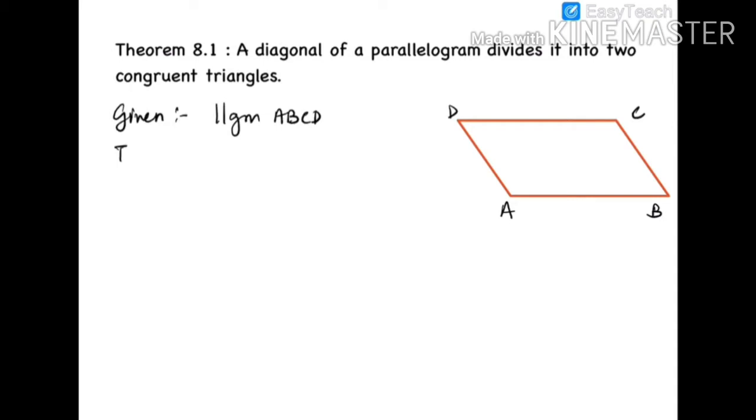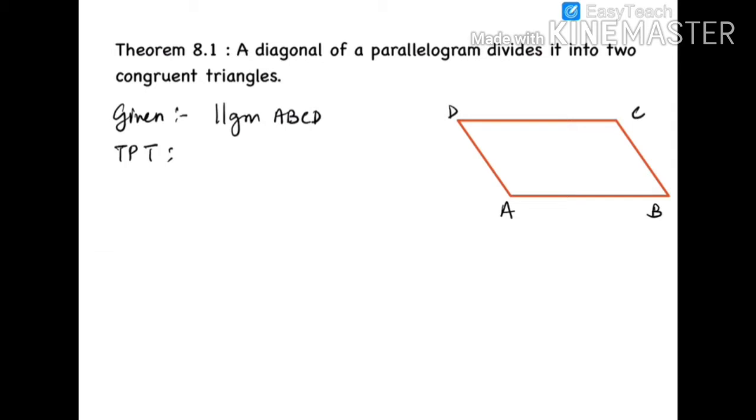So now we will start with the properties of parallelogram. In this chapter there are 8 theorems stating the properties of parallelograms and we need to prove these theorems. Theorem 8.1. A diagonal of a parallelogram divides it into 2 congruent triangles. So in this theorem we are given a parallelogram ABCD and what do we have to prove? That a diagonal divides it into 2 congruent triangles.